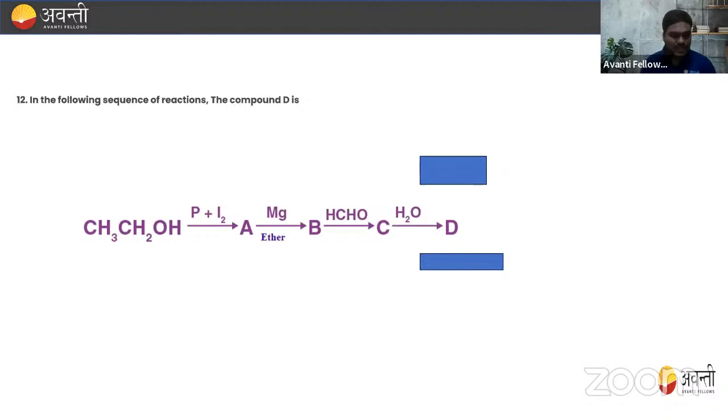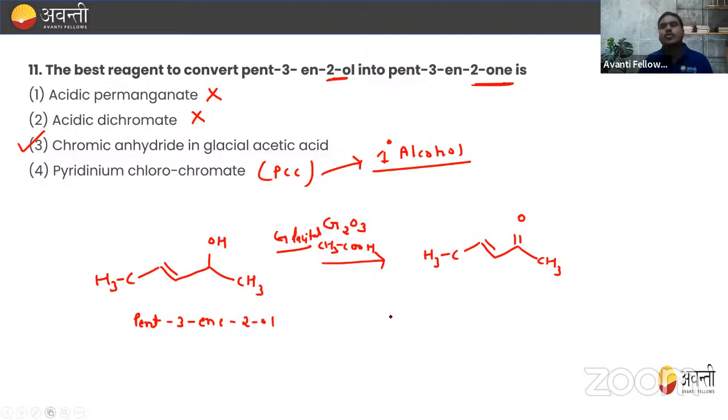Okay, so next question is also a very important question. In this following sequence of the reaction, the compound D is... So you have to obtain compound D. Okay. Please repeat. Okay. क्या पूछना है बेटा इसमें? Okay. So देखो इसमें क्या था?